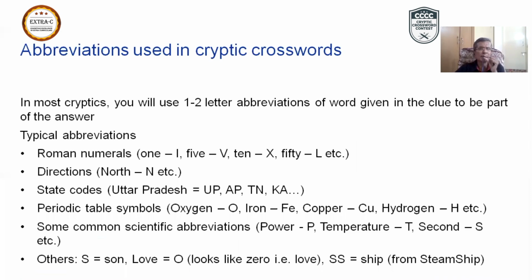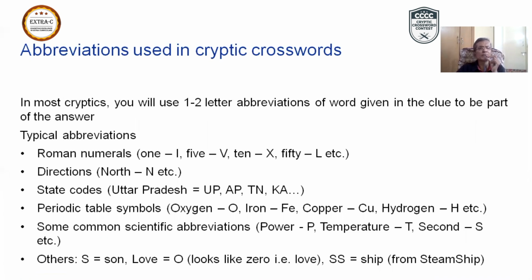The other important part that you need to be familiar with are some of the standard abbreviations which we use in cryptic crosswords. In most cryptic clues, you will find 1 or 2-letter abbreviations which will give part of the word. Now, what are the typical abbreviations? You are familiar with all of them. Some abbreviations could be Roman numerals for numbers. For example, 1 is I in Roman numerals, right? 5 is V, 10 is X, 50 is L, etc.